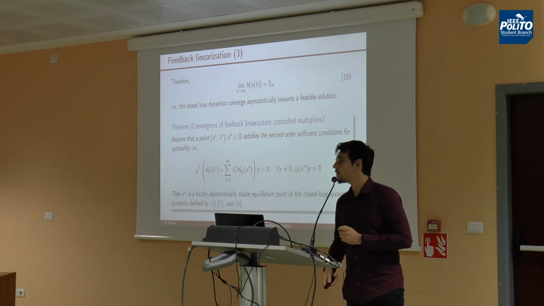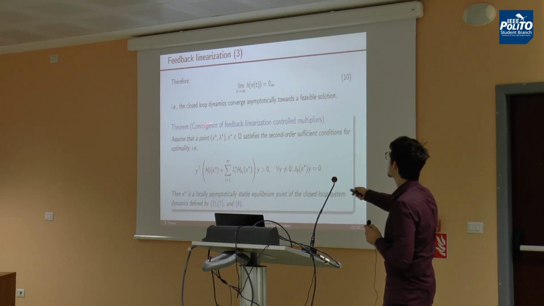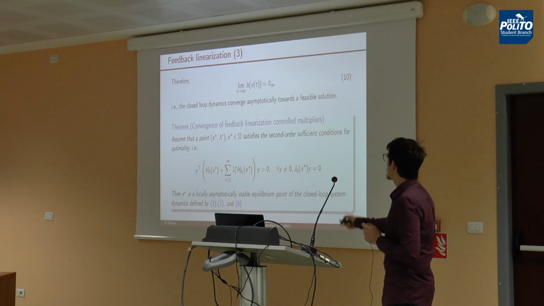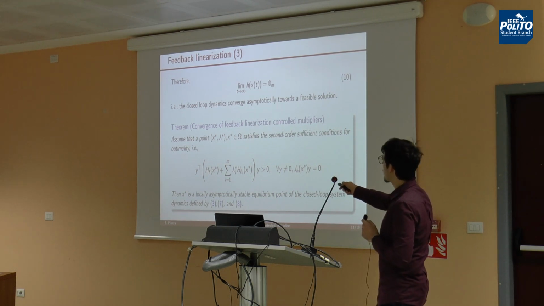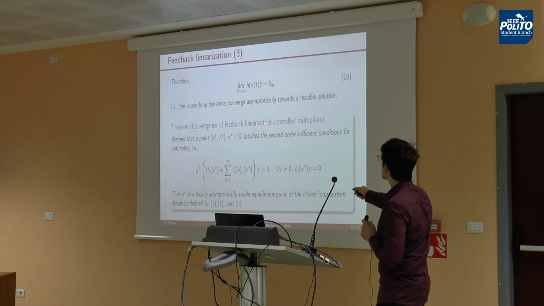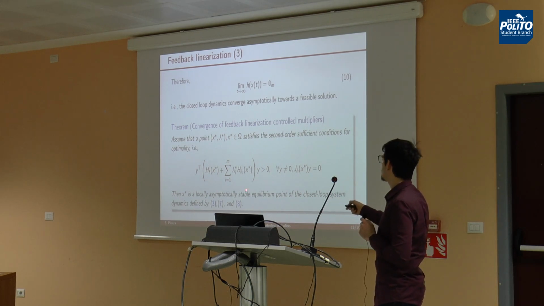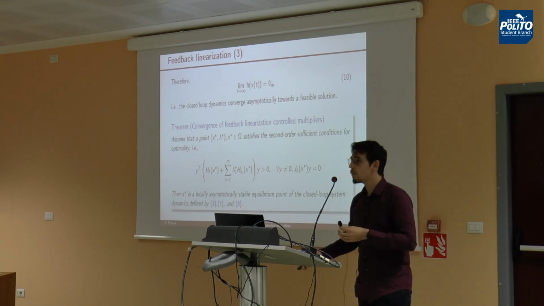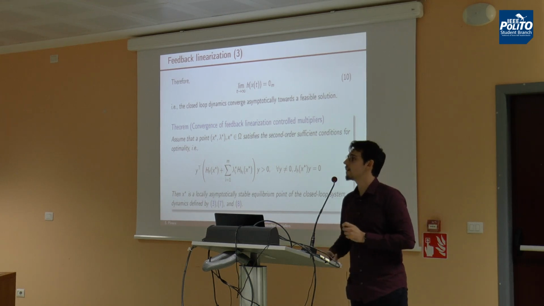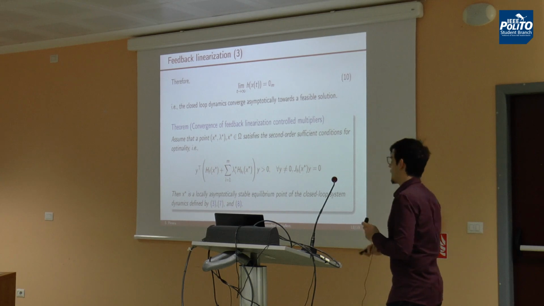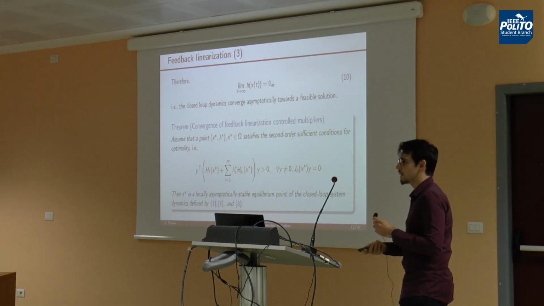For what concerns instead the other issue, which is whether this strategy converges towards an equilibrium for the optimization problem, we are able to prove this second theorem. This basically says that if you have a point which satisfies the second order sufficient conditions for optimality, which are given here, then this point is a locally asymptotically stable equilibrium for the closed loop system. And therefore, you will have some equilibrium to which to converge.